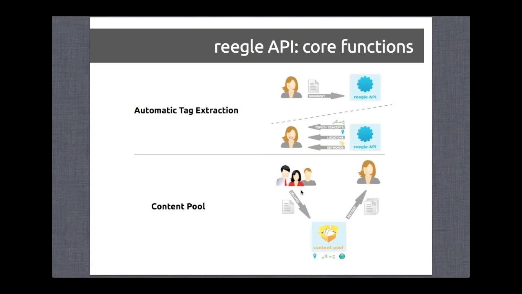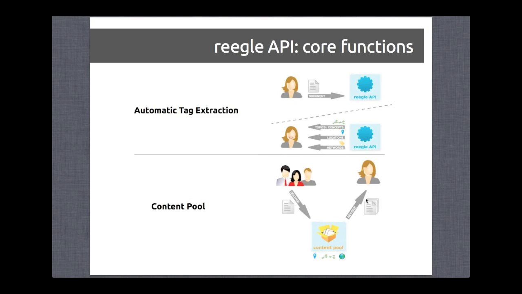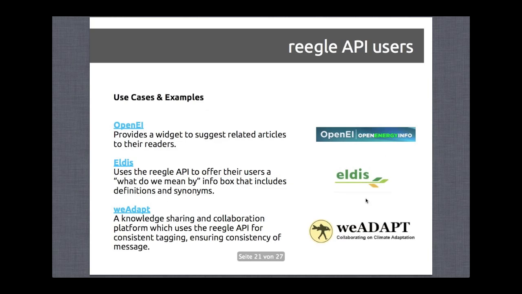The second part is to store documents in the content pool. So you deliver documents to the content pool. They are automatically enriched, and later you or someone else can retrieve these documents. I will show you these services live in a couple of moments.